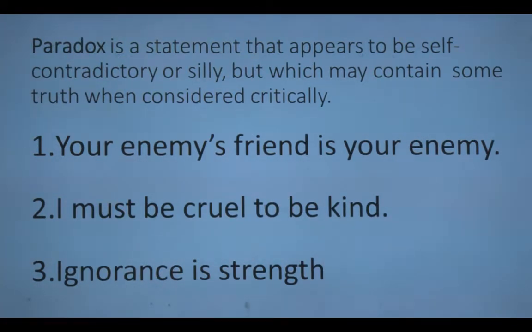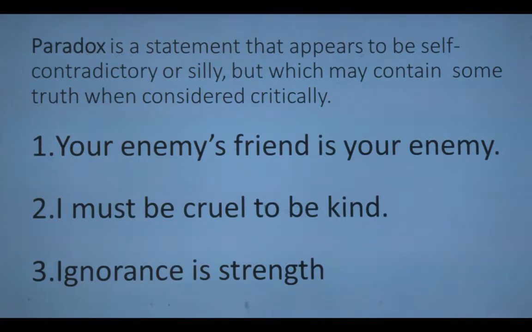Your enemy's friend is your enemy. Here, you have enemy, and the enemy's friend is also your enemy. What is enemy, what is friend? When you consider it critically, then you know that if somebody hates you and another person is the friend of that enemy of yours, then that friend can also be your enemy, because there is the likelihood that your enemy is going to influence that person to hate you as well. So when you consider it very well, then you realize that your enemy's friend is your enemy.